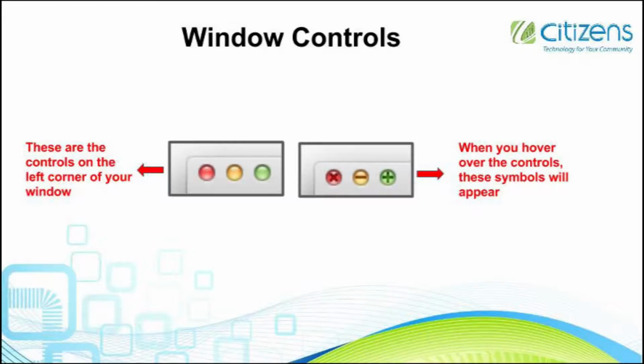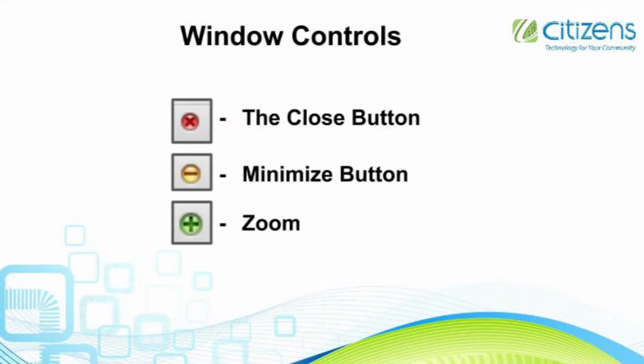Now we're going to go over window controls. So if you have Safari open or any other windows, you'll see these 3 little buttons. It kind of looks like a stop sign on the top left of your Windows screen. Now the red button with the X on it is your close button. So if you want to completely close the program, this is the button you would click.